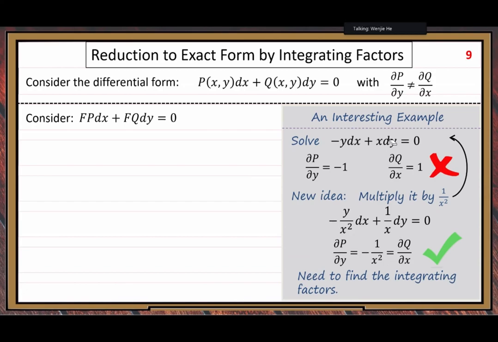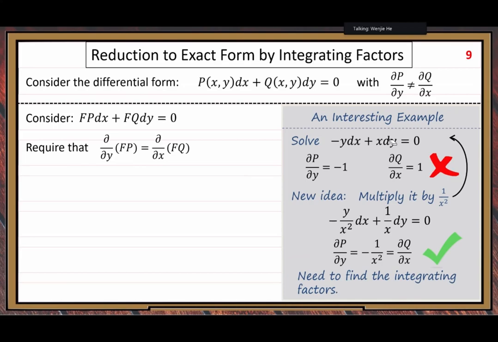The criteria used to find the f function: equal sign. Require, so this is the condition, the requirement. After we multiply the f function, we have the exactness criteria. The logic is very simple. But the question is how to find appropriate capital F such that this equality holds. That may not be easy.